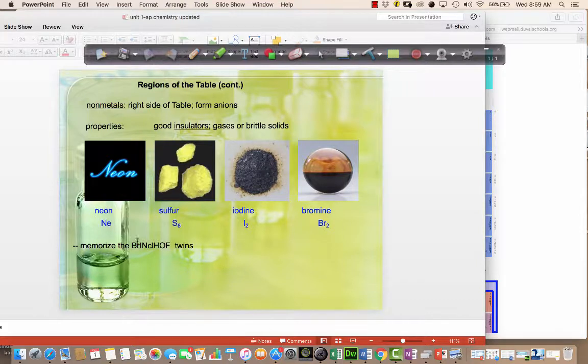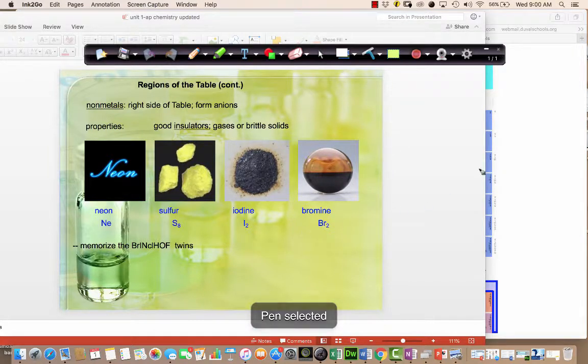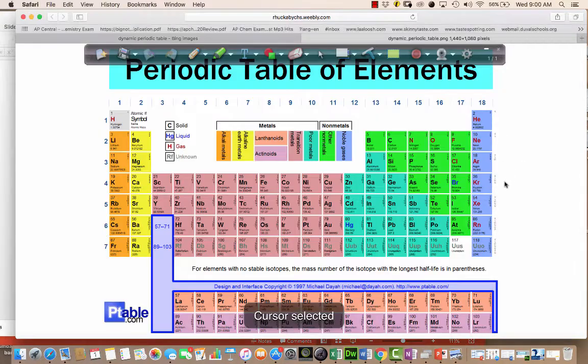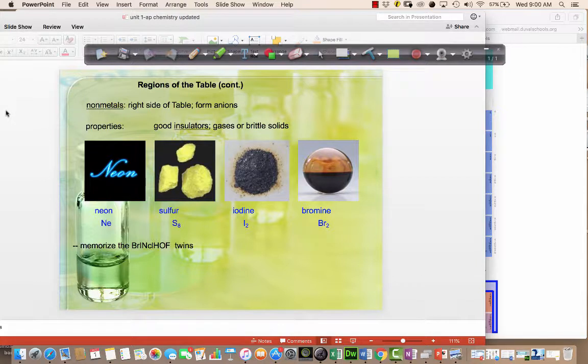Now, something you should remember is you have some nonmetals that come as diatomic elements. So all of your, or most of your halogens will come as a diatomic molecule, which means they come in a pair. And this is important for when you write equations, so it's something that you need to remember. So bromine, iodine, nitrogen, chlorine, hydrogen, oxygen, and fluorine. So the Brinkelhoffs are our diatomic molecules. So you need to remember that.